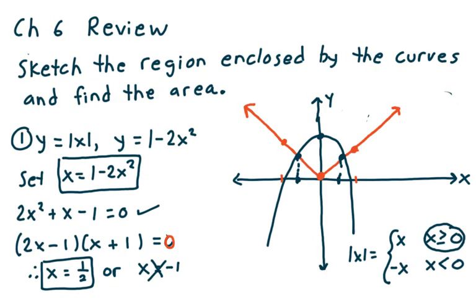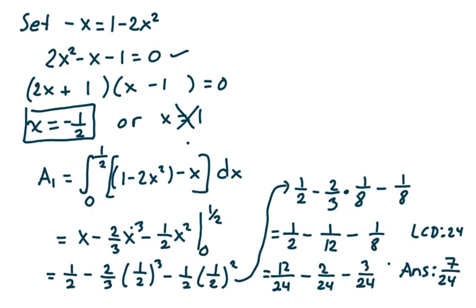Okay, so if we draw a sample rectangle to the right side, we have two different regions. And then we're going to draw a sample rectangle to the left side of the y-axis. So I'm going to calculate A1 first. That's the integral from 0 to 1/2 of the top function, which is 1 minus 2x squared, minus the bottom function, which is x. Why? Because x is greater than or equal to 0. And I'm going to integrate with respect to x.